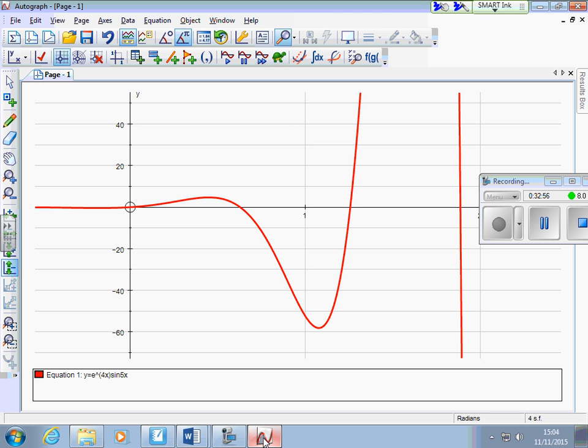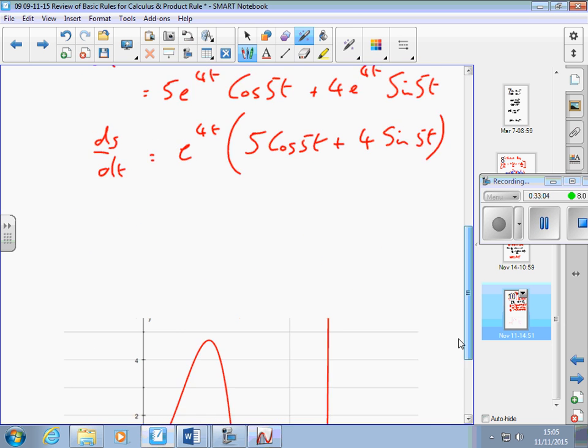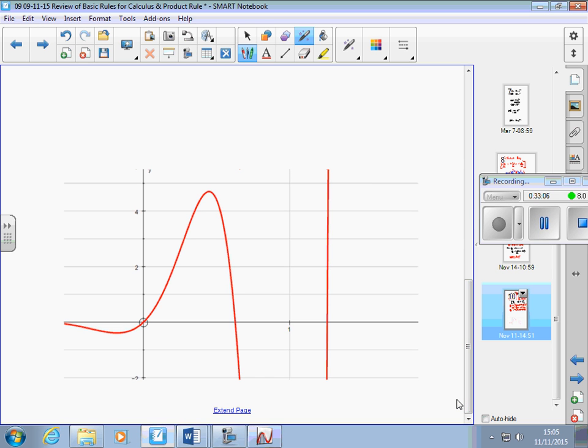What I'm interested in is the rate of change of this thing at 0.3 seconds. So I can use Autograph and zoom in on this bit, which I did, and that's down here. I've zoomed in on it a bit, and I'm interested in about the 0.3 second bit, which is roughly here somewhere. What's the rate of change of this function at that point?